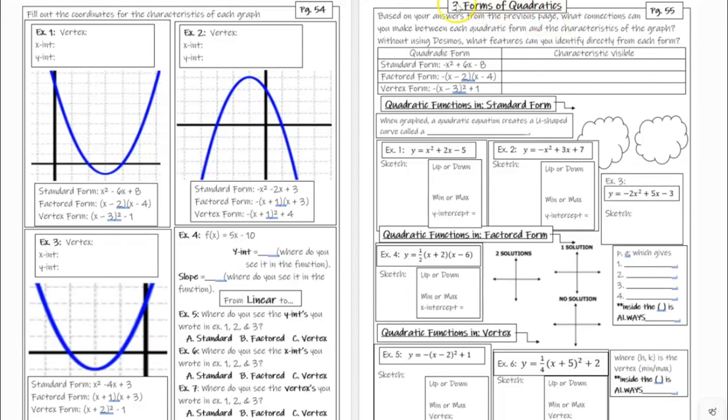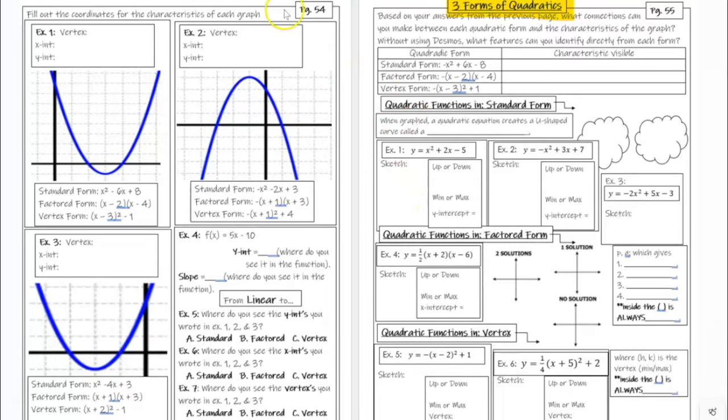All right, so we're going to take a look at the three forms of quadratics. All right, pause the video and go ahead and complete the coordinates of the characteristics for each of these graphs. I want the vertex, the x-intercept, and the y-intercept for each of these graphs. Once you complete that, please answer example 4 and example 5 before continuing on with the video.